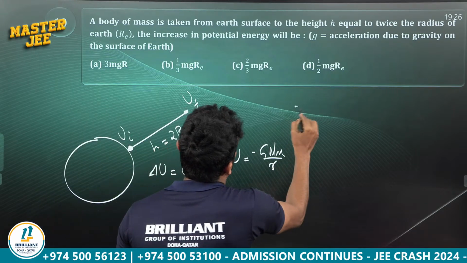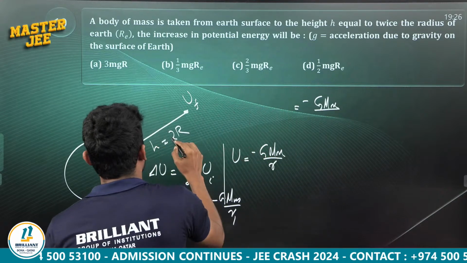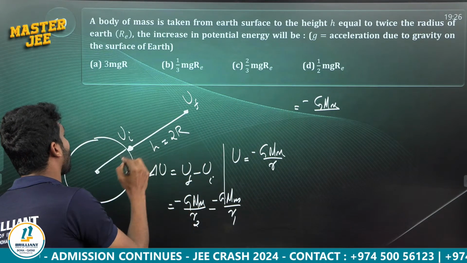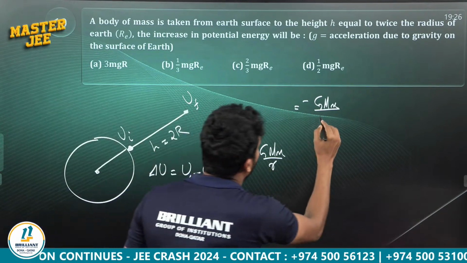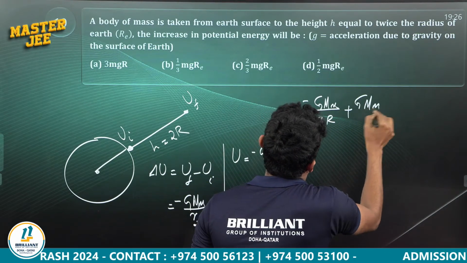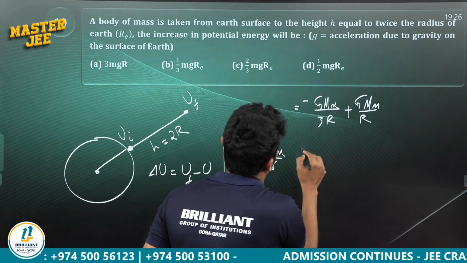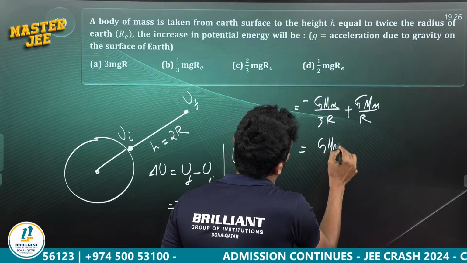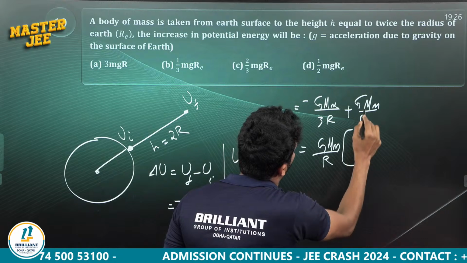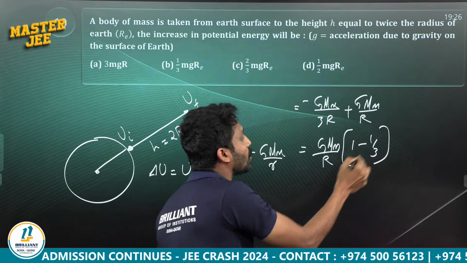Now this is equal to minus GMm divided by the final distance, which is 2R from the surface, and from the center it will be 3R. So minus GMm by 3R, and minus becomes plus GMm divided by the initial distance, which at the surface is R. Very good. Now GMm by R is common. Here it is 1, minus here it is 1 by 3. Clear? This is equal to 2 by 3 only.